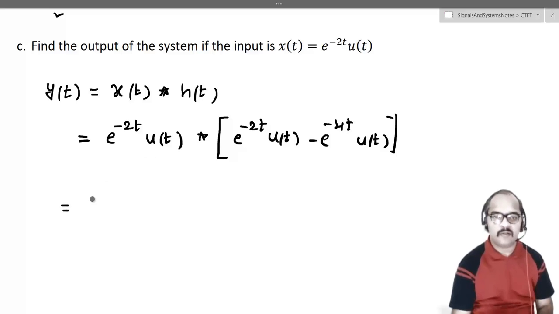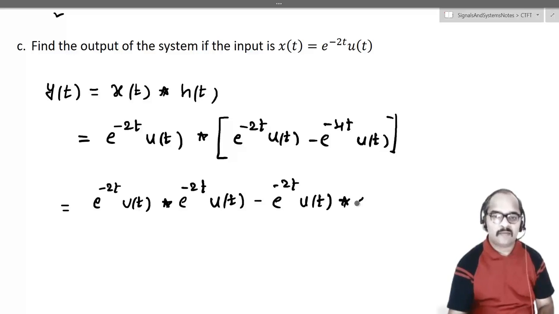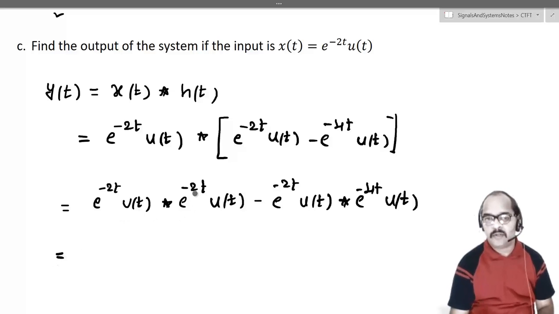So that should be equal to how much here? So we use the distributive property. You get e^(-2t) u of t convolved with e^(-2t) u of t minus e^(-2t) u of t convolved with e^(-4t) u of t. So this should be equal to how much here? e^(-2t) u of t convolved with e^(-2t) u of t. Something should strike. What is that? This is looking like e^(-at) u of t convolved with itself. So what should be the answer? t times e^(-2t) u of t.